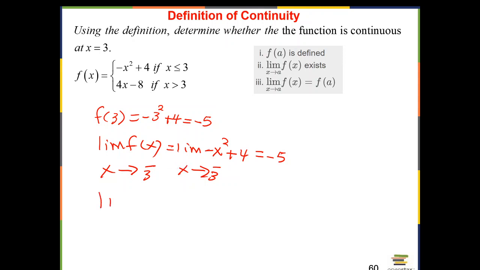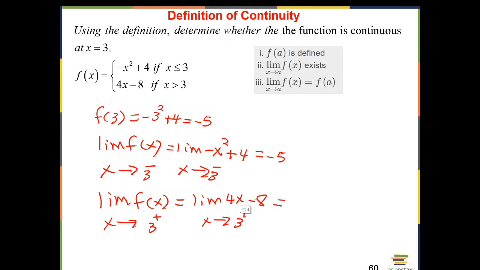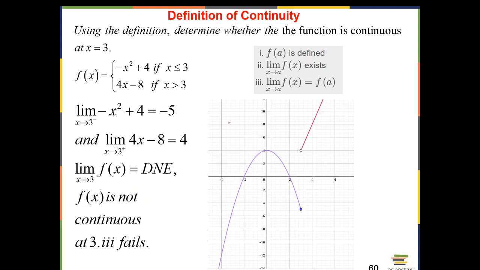Now, what about the limit from the right? What is the limit when x approaches 3 from the right? We have to use the second part, so that would be the limit of 4x minus 8 when x approaches 3 from the right. Here we just substitute: 4 times 3 is 12, and 12 minus 8 is 4. So obviously they're not the same, so the limit does not exist. The second condition fails here. When you graph this piecewise function, you see that there is a jump discontinuity right here.